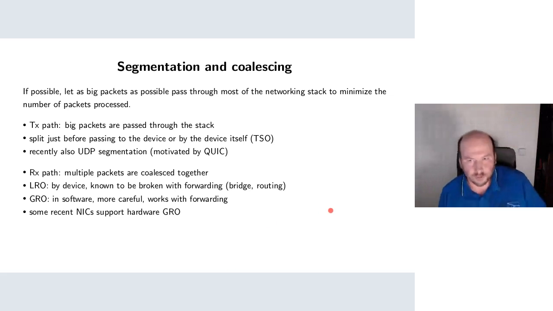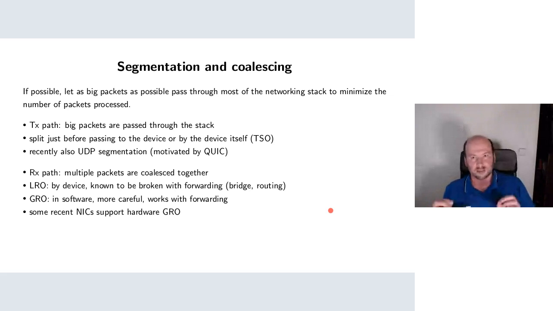Another important feature used to process packets faster is segmentation and coalescing. Segmentation is important for the transmit part, coalescing for the receive part. The idea is that when we are processing packets, the CPU demand of processing does not really depend too much on packet size, because we are mostly looking only into the short headers at the beginning. So whether we are processing packets of 100 bytes or 60 kilobytes, it doesn't really make much difference.